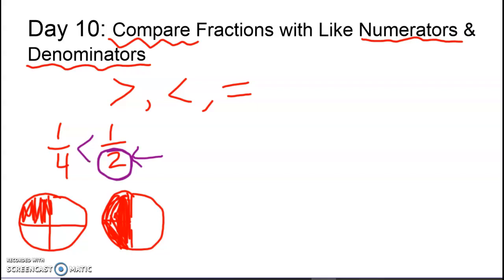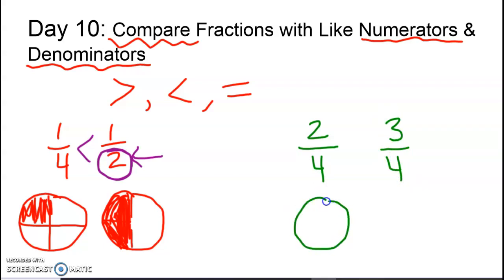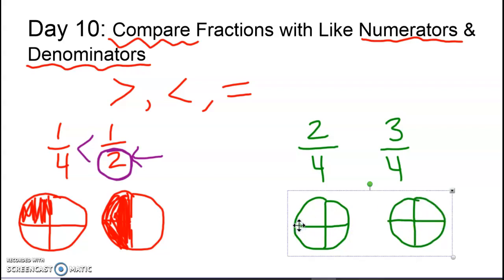Okay, well, then the other example is when we have denominators that are the same. So what if we have 2/4 and 3/4? Well, the great part about this is that our models are going to have the exact same number of pieces. Okay, they must have 4 because that's what our denominator is. So hopefully you can already see that by shading in 2 pieces out of 4 is not quite enough as shading in 3 out of 4.